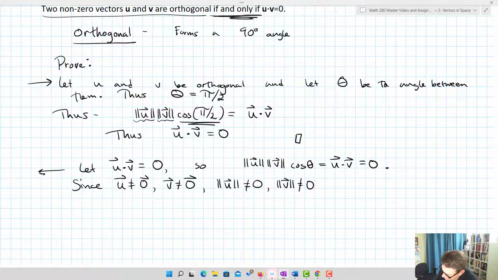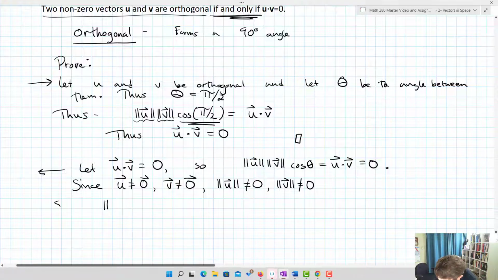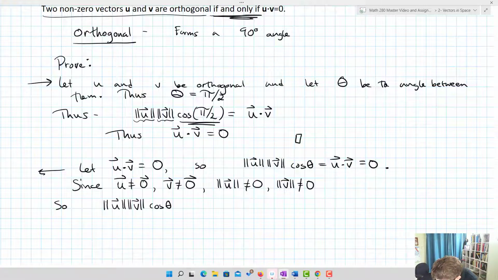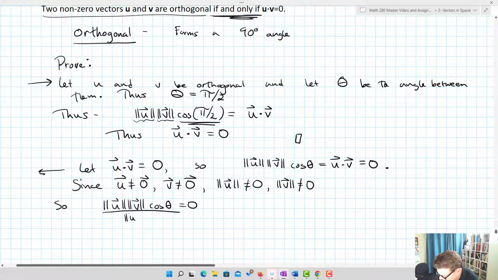So now I've got all of this. I've got the magnitude of u times the magnitude of v times cosine theta equals 0. I can divide through by the magnitude of u and the magnitude of v, because they're not 0, so consequently I can divide by them. Thus, cosine theta is equal to 0.